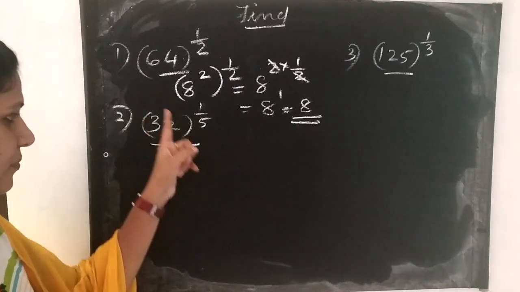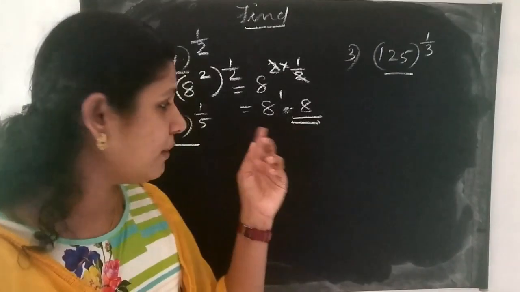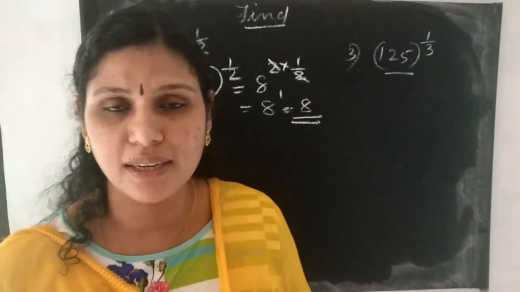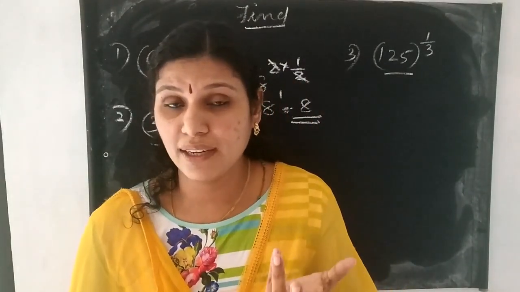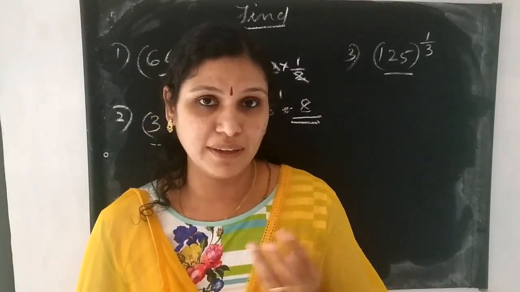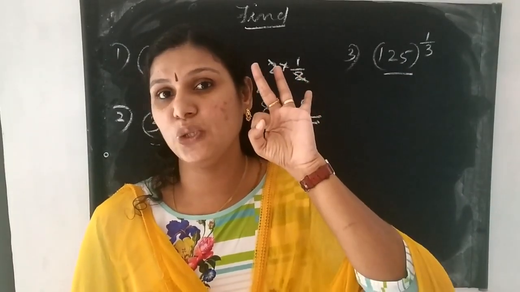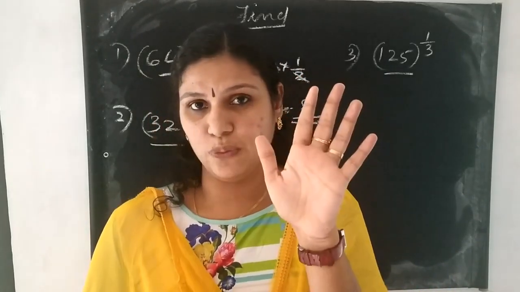Now we can write 32 as the fifth exponent of some number. How to write this 32? That is 2 into 2 raised to 5. We can write this 32 as 2 raised to 5. That is 2 into 2, 4. 4 into 2, 8. 8 into 2 is 16. 16 into 2 is 32.